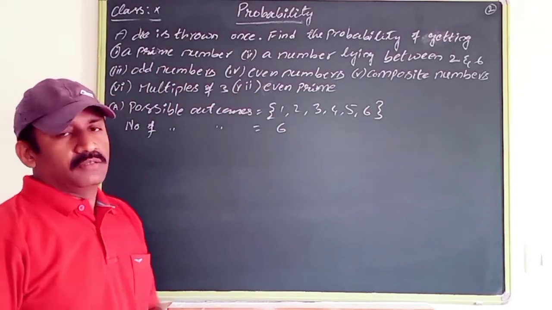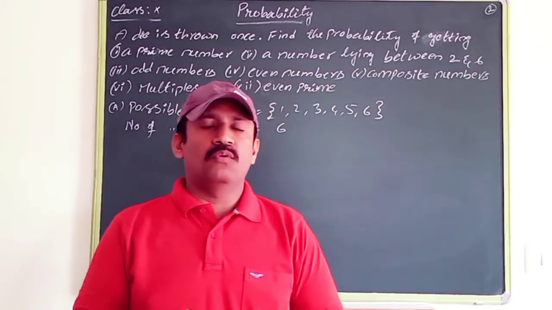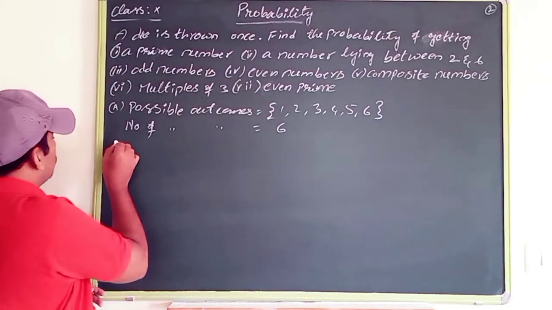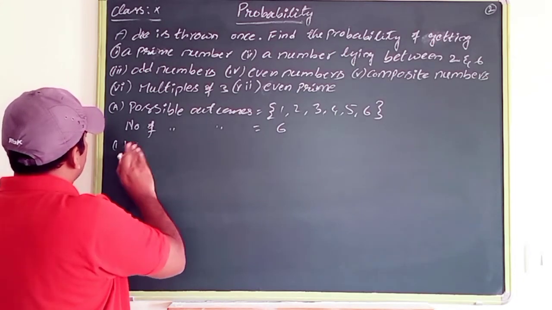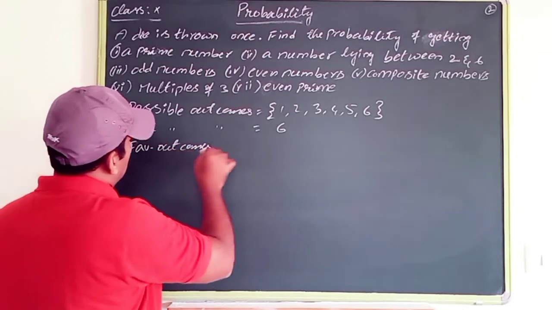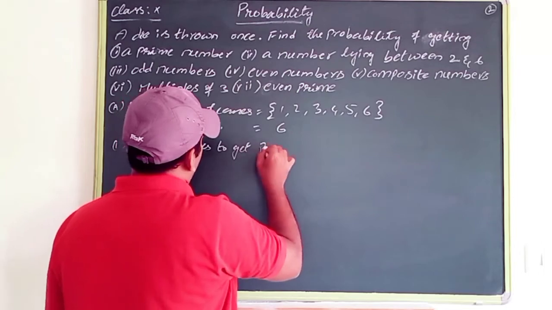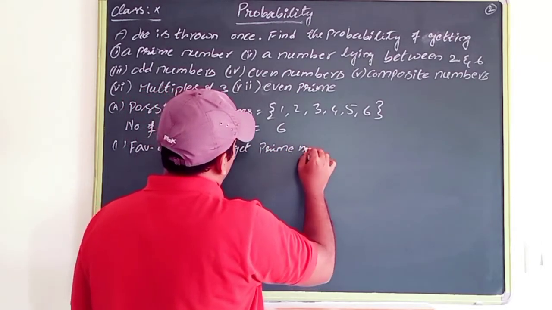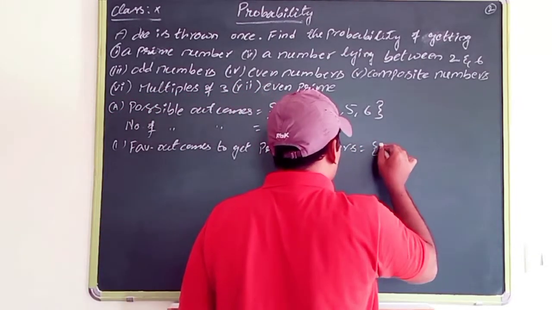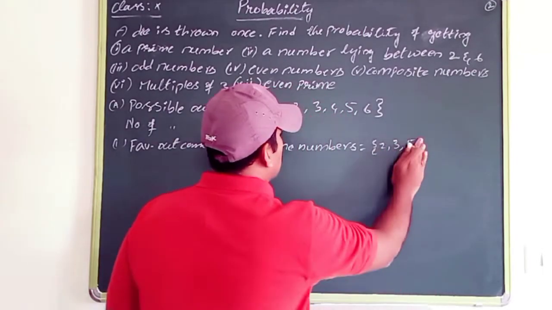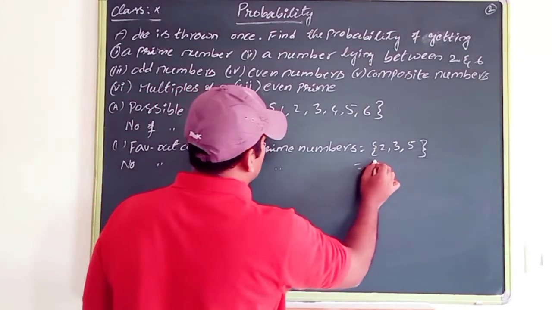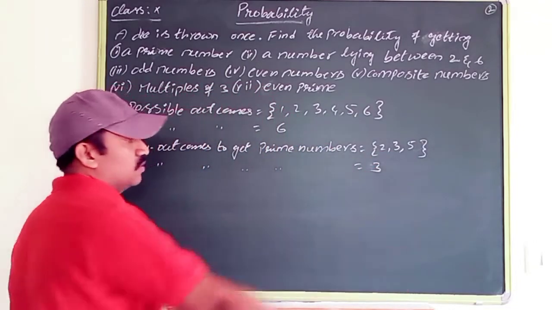Now we should solve this type of questions. Prime number. What are the prime numbers? 2, 3, 5 are the prime numbers. So the first one I am going to write here: favorable outcomes to get prime numbers. Those are 2, 3, 5. Now we write here the number of favorable outcomes to get the prime number, that is 3.